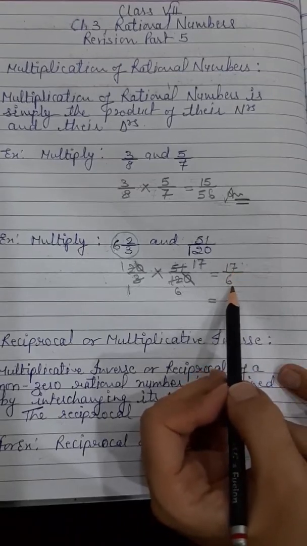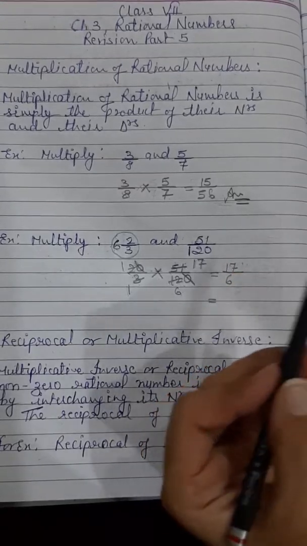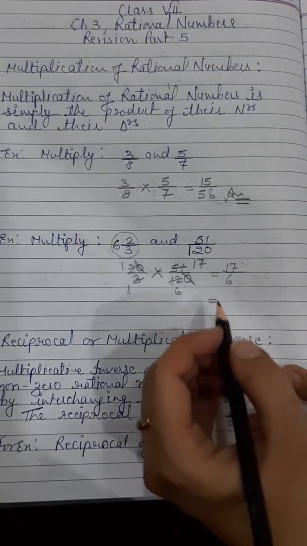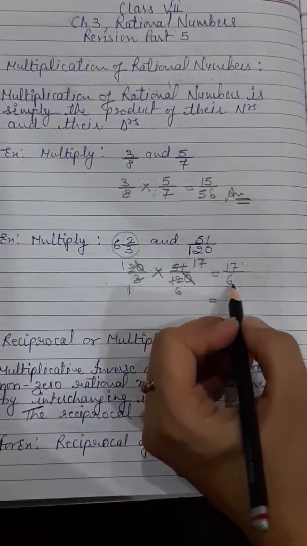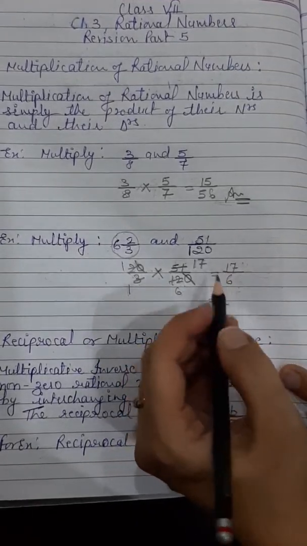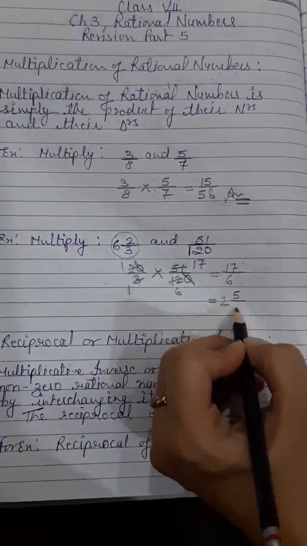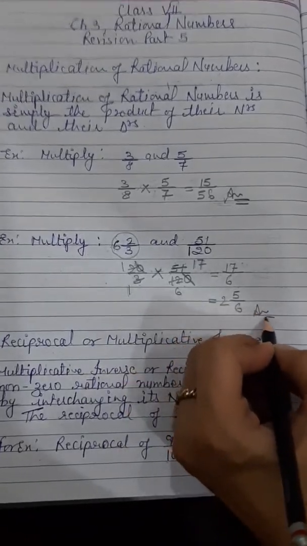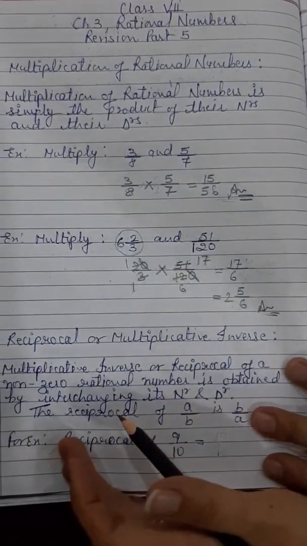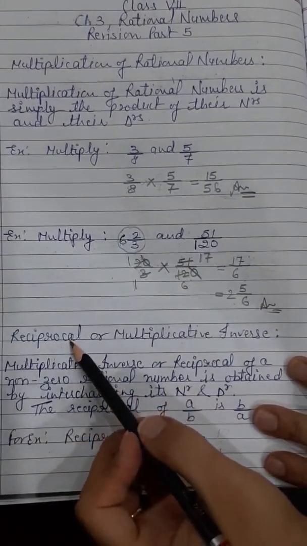17 by 6 is an improper fraction. So convert it into a mixed fraction. So when you convert into a mixed fraction, what will come? 6 2s are 12 and 17 minus 12 is 5 by 6. So your answer will be 2 whole 5 by 6. Is it clear?